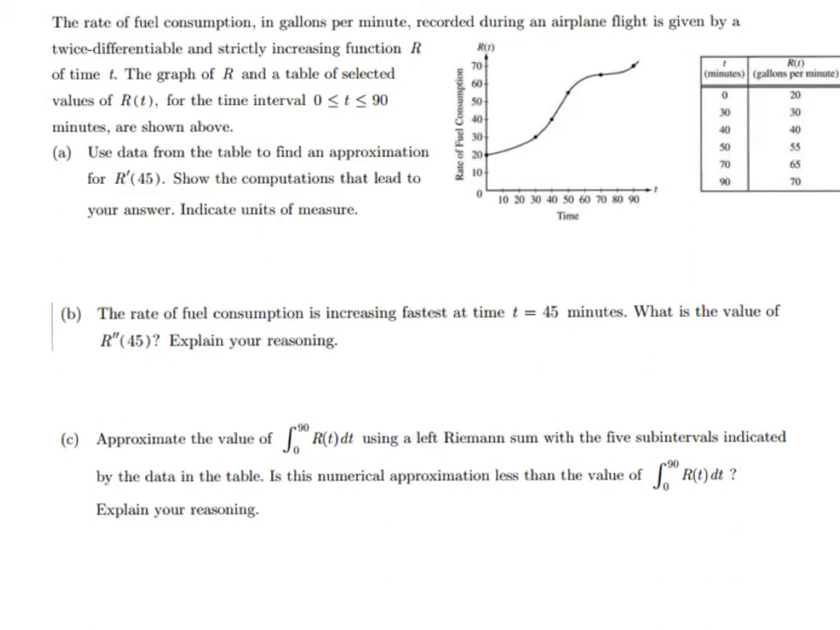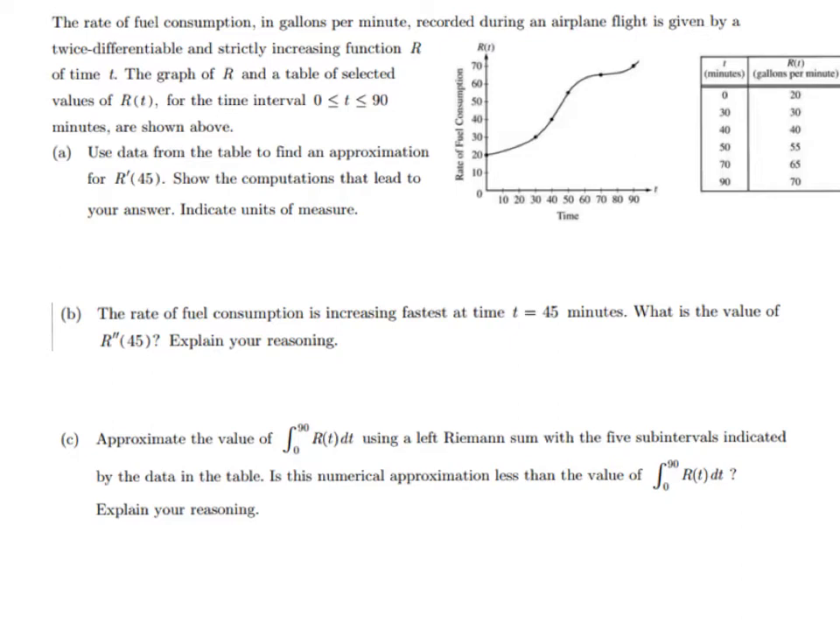In this video, we're going to review a little bit about finding the slope and maybe a little bit about tangent lines. In that, I wanted to do this free response question, which will maybe remind you of some other things as well. So, the rate of fuel consumption in gallons per minute recorded during an airplane flight is given by the twice differentiable and strictly increasing function r of time t.